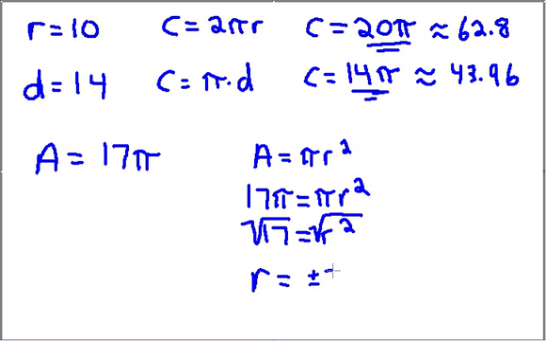So our radius is going to be equal to plus or minus the square root of 17. Now, since we're dealing with a circle here, there is no such thing as a negative radius. So the radius is going to be radical 17. For this circle, the square root of 17, or radical 17, is the radius for the circle whose area is 17 pi.